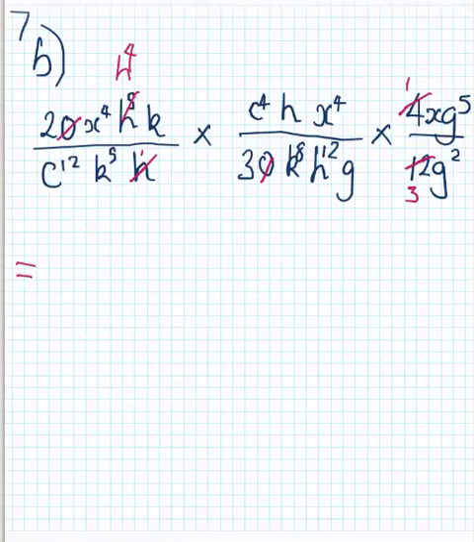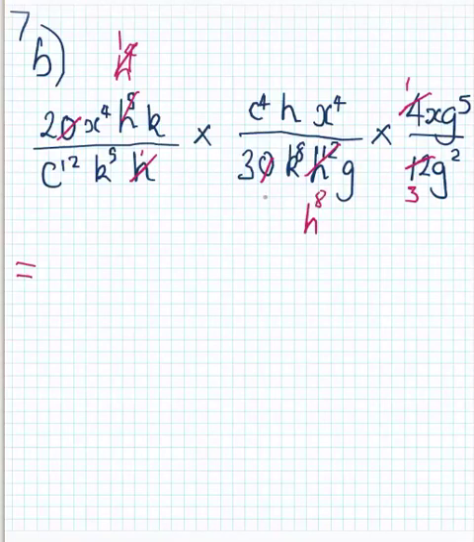But I'm not going to stop there because I've got 4 h's now here and 12 down there. So my smallest amount is 4. So take away 4 from there, it becomes a 1. 12 take away 4 is h to the power of 8. And that's what I'm left with.